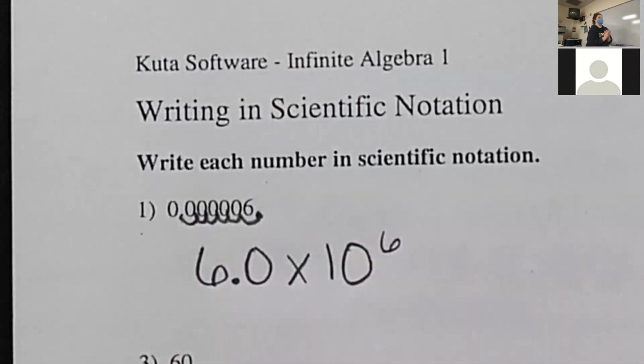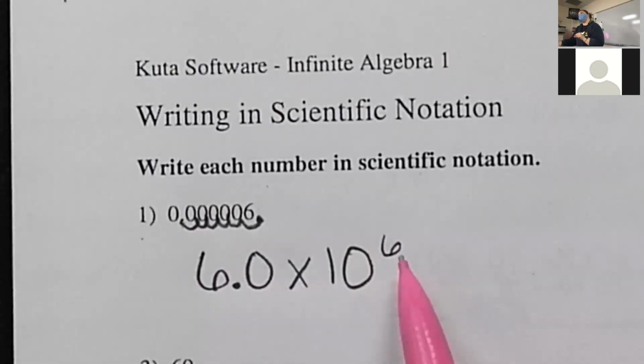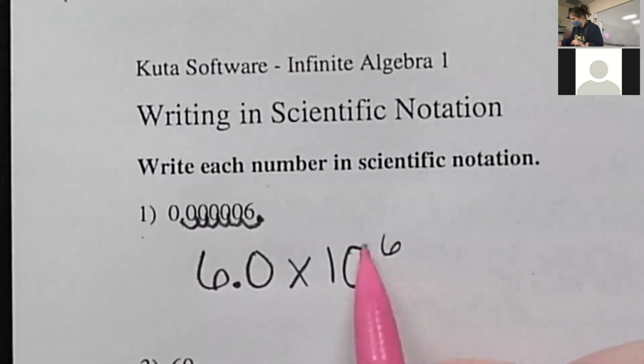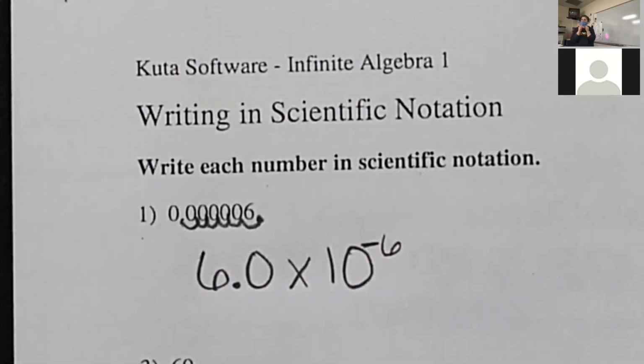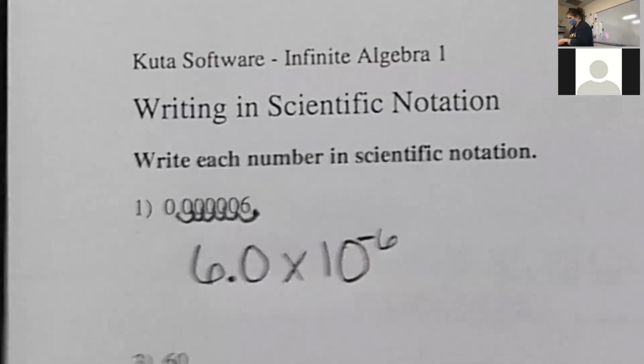Now, if I think about it, is this a really, really small number originally or a really, really big number? It is a really, really small number. So should this be a positive 6 or a negative 6? This should be a negative, because if you took that times a positive 6, you'd have to move that decimal to the right, and that would be a huge number. And this one is a really, really tiny number. Makes sense? Okay. Let's try the next one.